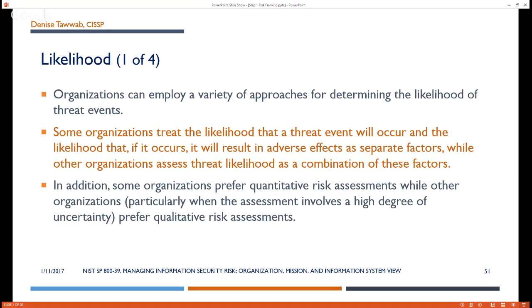Let me say that again. Some organizations treat the likelihood that a threat event will occur and the likelihood that if it occurs, it will cause harm as two separate factors, while other organizations assess threat likelihood as a combination of these factors. In addition, some organizations prefer quantitative risk assessments, while other organizations prefer qualitative risk assessments, particularly when the assessment involves a high degree of uncertainty.